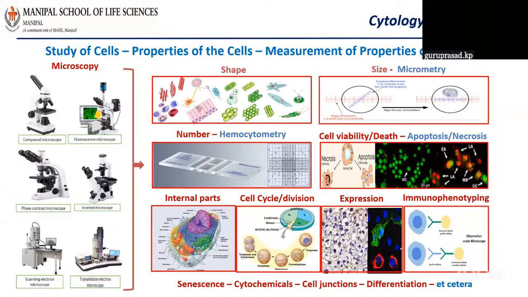When we are studying cells, we use a tool, the microscope. We start from a very simple microscope and go to very high-end microscopes, from bright field to confocal to fluorescent microscope. Then we go for electron microscopes.